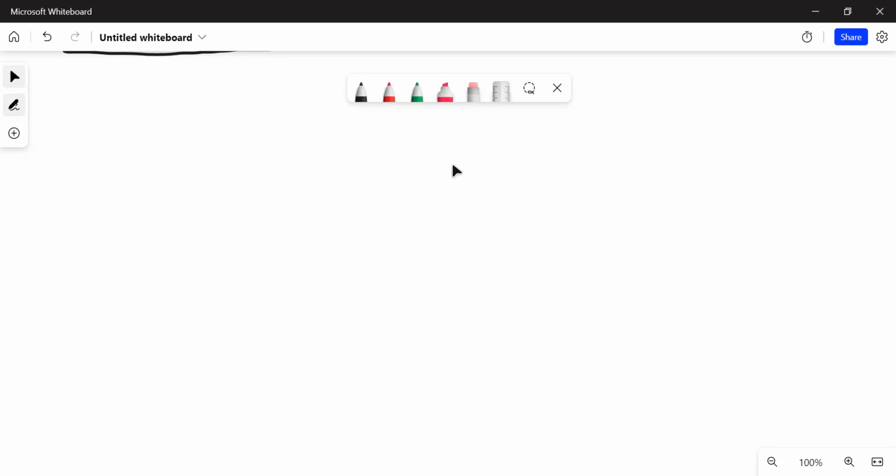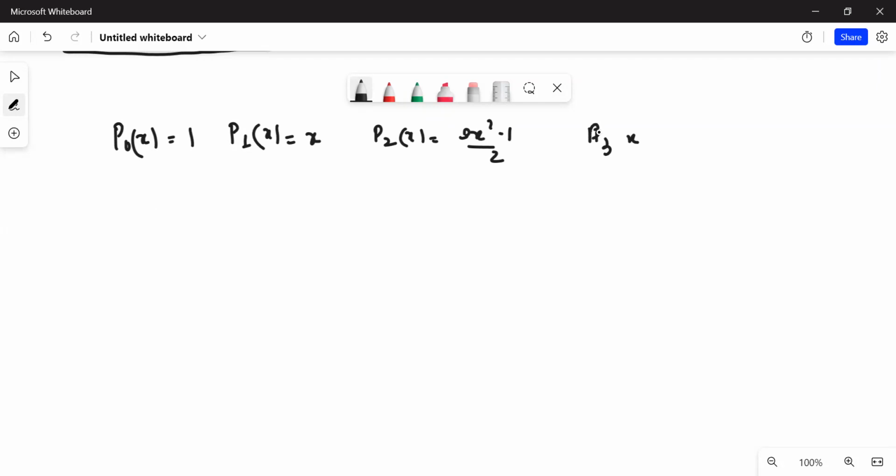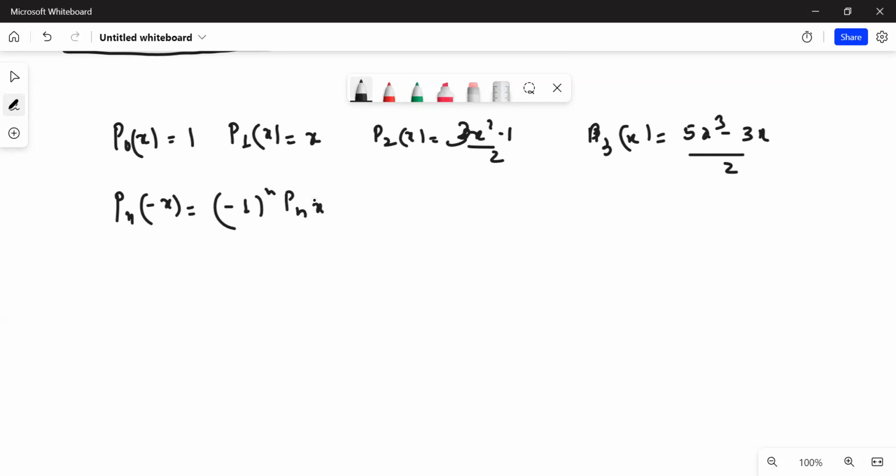Another thing that one can see quite significantly is that P naught x came out as 1. P1 x came out as x. P2 x came out as 3x square minus 1 upon 2. And P3 x, you can see, came out as 5x cube minus 3x upon 2. So all of these are different polynomials. And what one can see is, if I replace x by minus x, I get minus 1 raised to power n, P n x. That is, for odd n it is an odd function, and for even n it is an even function. This you can instantly see from here.